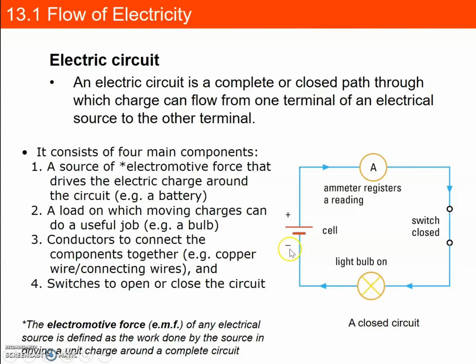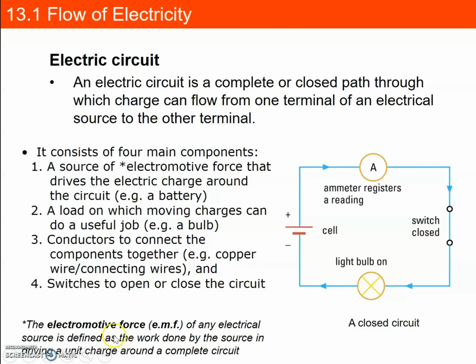Okay. Three, you have conductors to connect the components together, like all these connecting wires or copper wires to connect your batteries and your bulbs together. And we also have switches to open or close the circuit. So these are the four main components. Of course, you can add on your ammeters in series inside the circuit to help to measure the current that is flowing through the electric circuit.